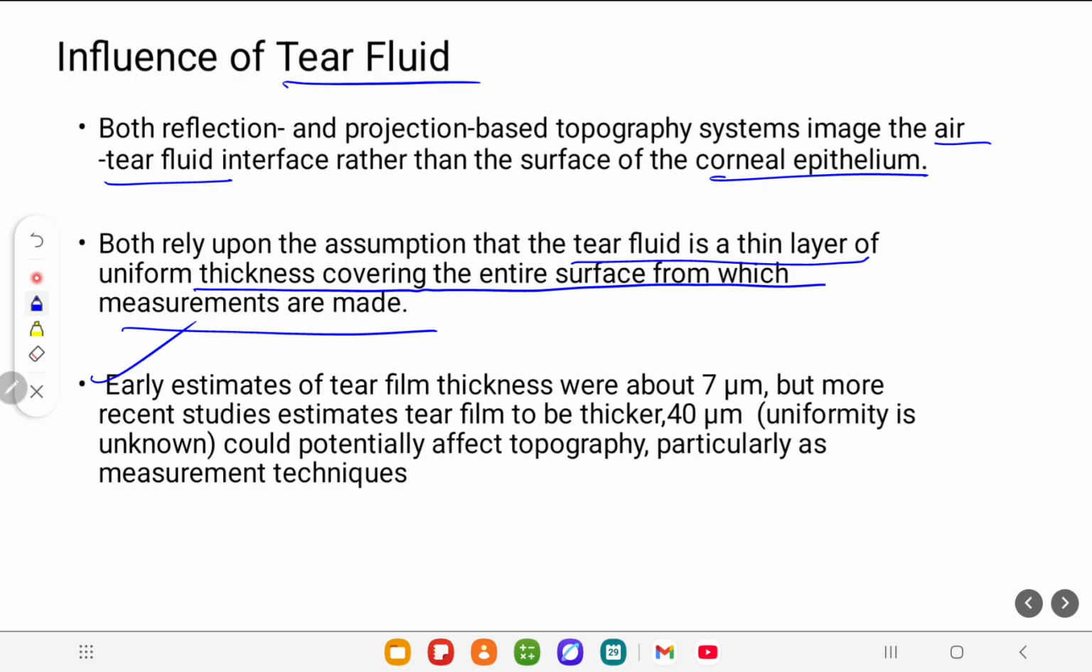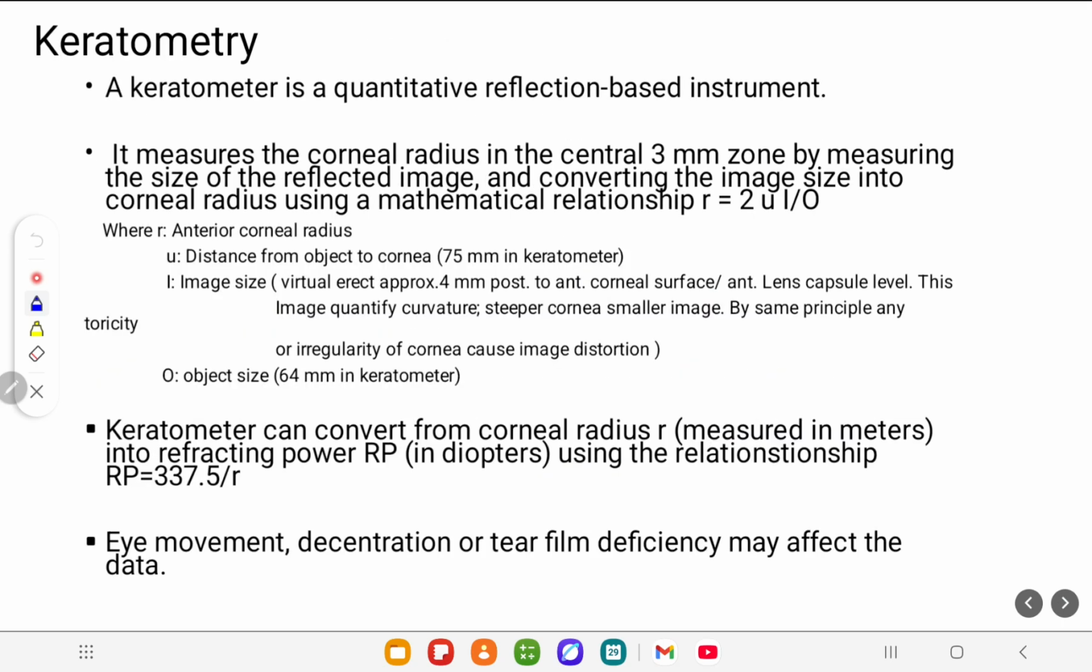The early estimate of the tear film thickness is about 7 micrometers. But more recent studies say 40 micrometers. Uniformity is unknown and could potentially affect the topography, particularly the measurement techniques. Yes, isn't it? If the tear film is irregular, I'll show you pictures. It affects. So one of the reflection based methods is keratometry. And keratometry we have discussed a lot in the keratometry video. You can know what's there.